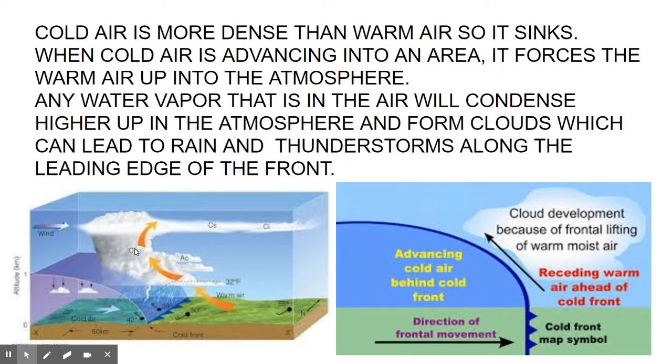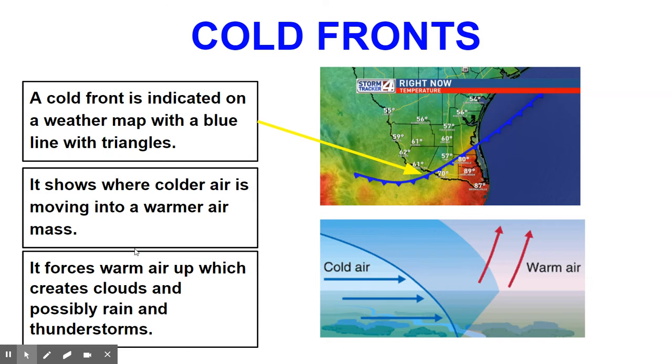So if it's 90 degrees on Monday and a cold front moves through, that cold front may drop the temperature to 80, which is still warm, but the air is colder than the air that was in place. So what you need to really understand is as this cold front moves through an area, it usually will create pretty heavy thunderstorms. Okay. So again, a cold front is indicated on a weather map with a blue line with triangles.